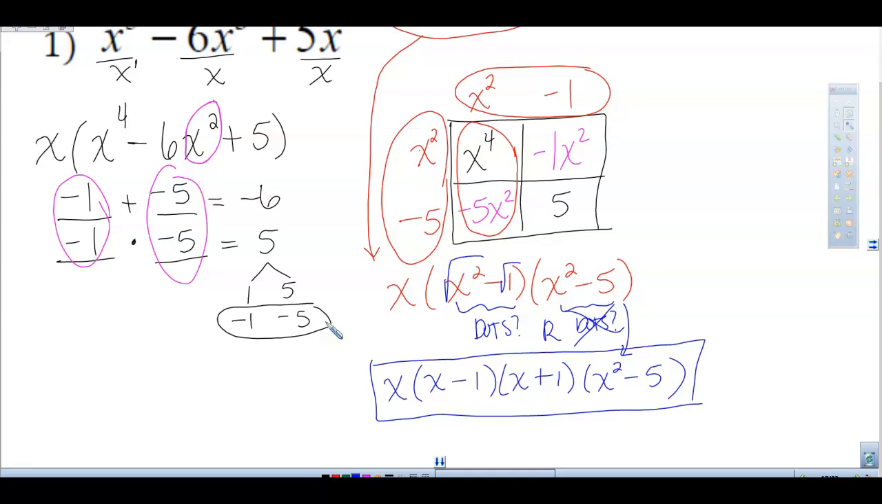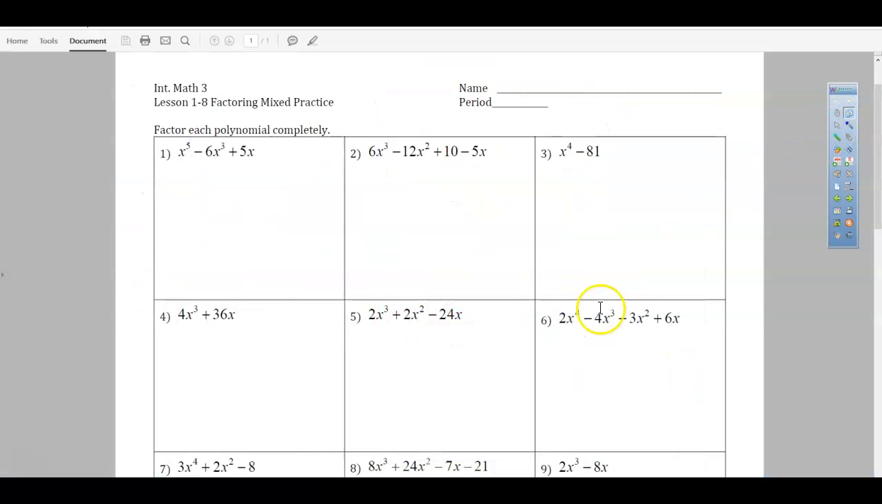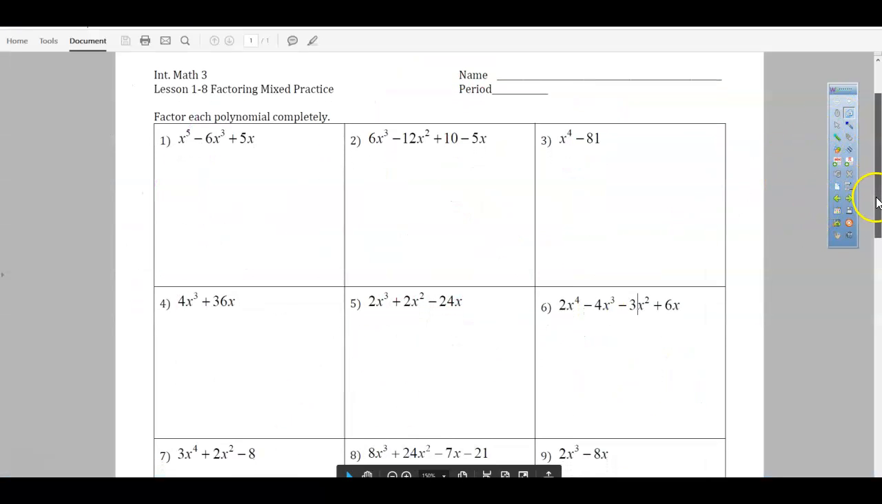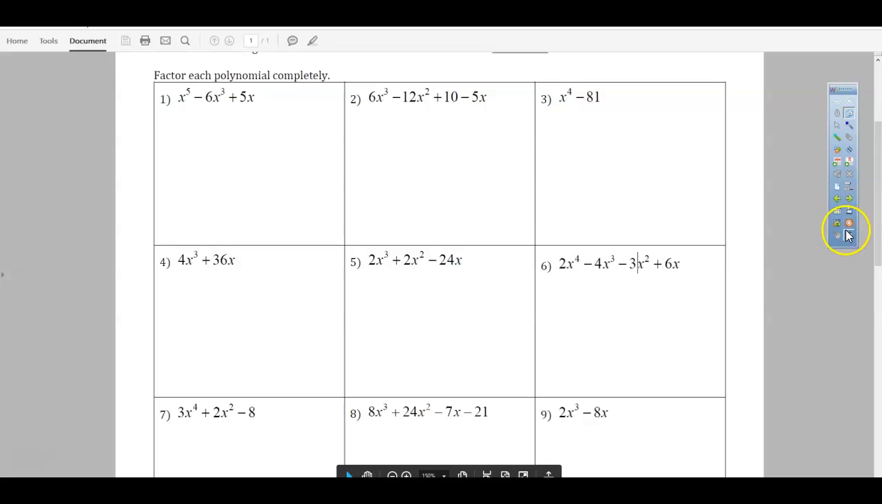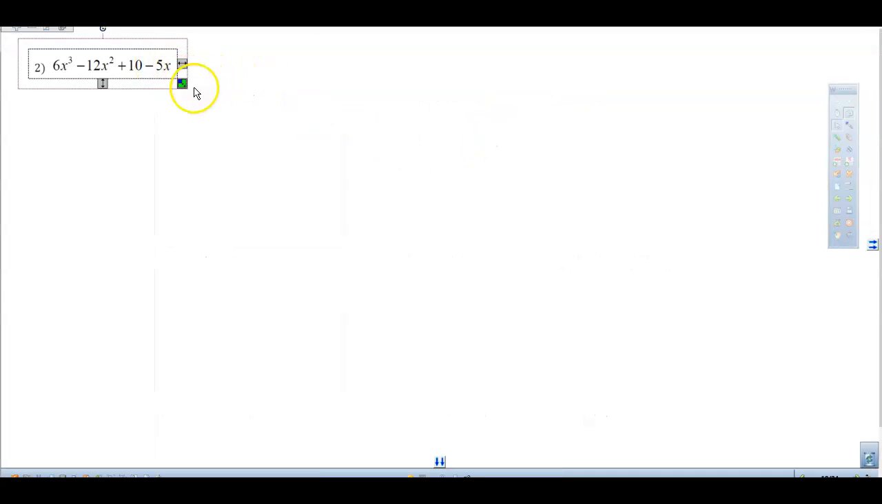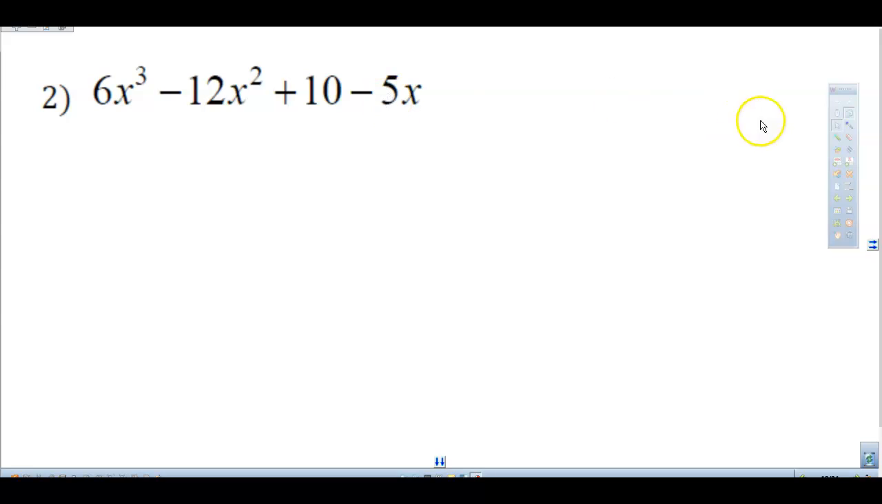Alright, so that was a binomial and a trinomial. The last thing which I haven't covered, so make sure you guys are paying attention because I haven't showed you guys how to do this yet. We're going to go over number 2. But if you notice, number 2 is not in the standard form because these two should be flipped, but regardless, it's fine.